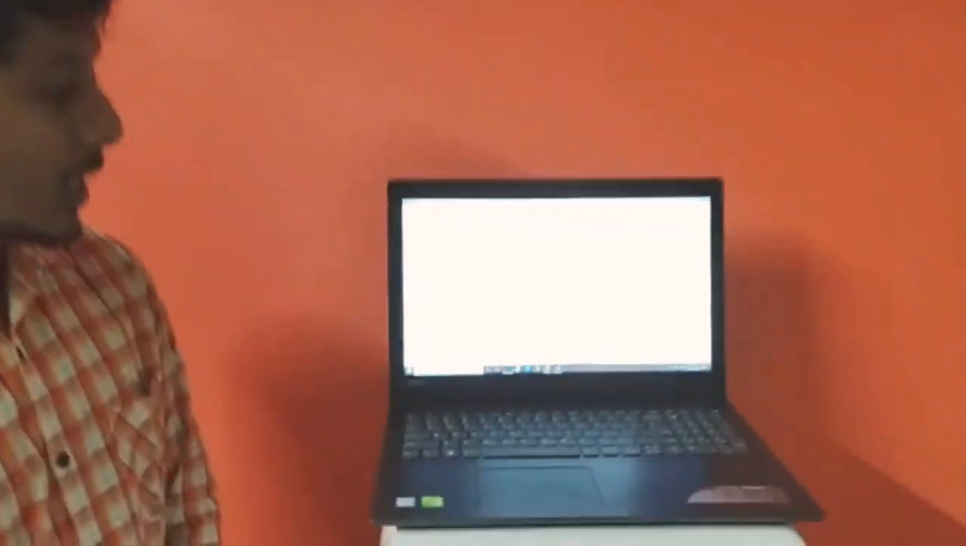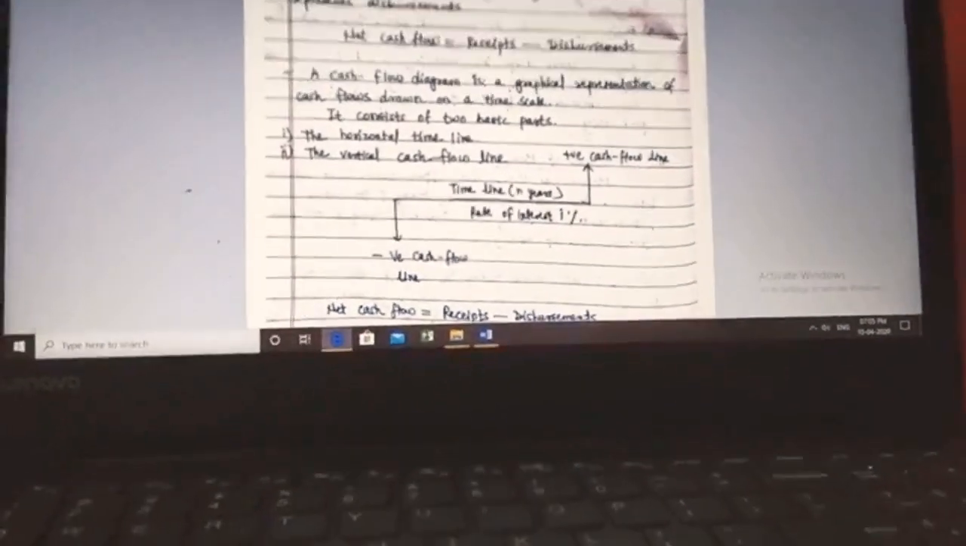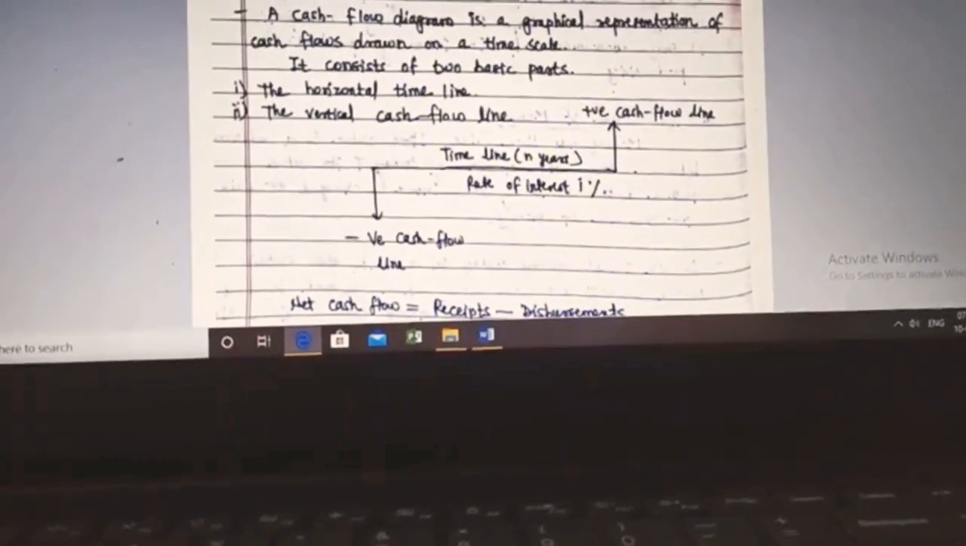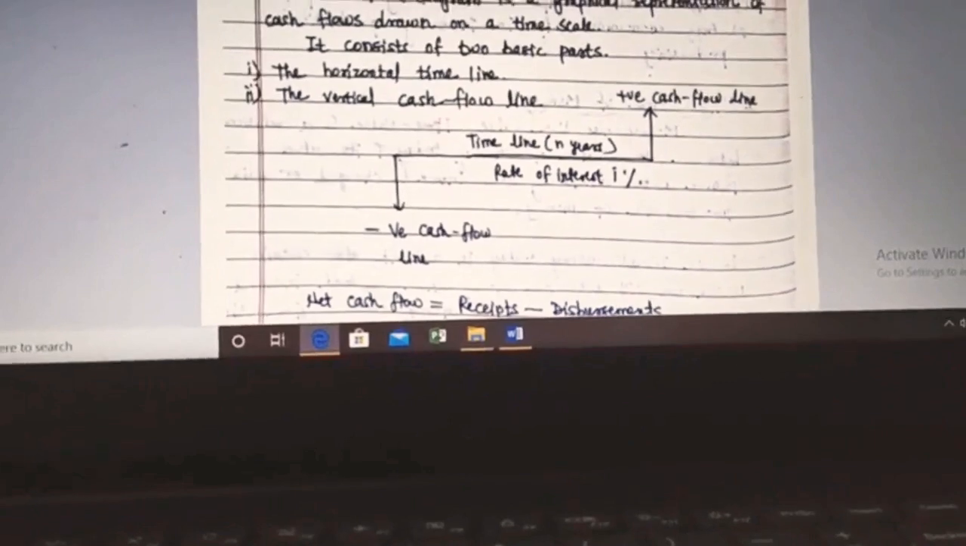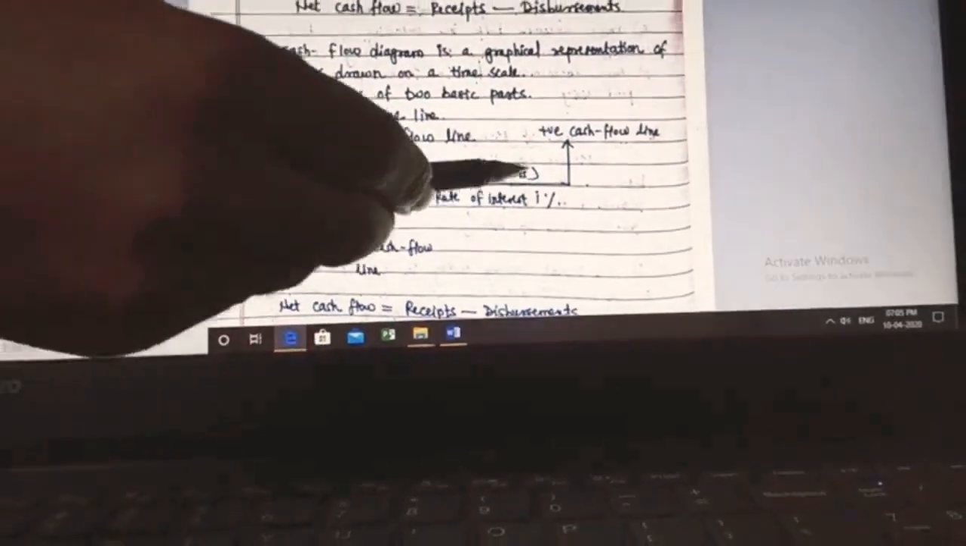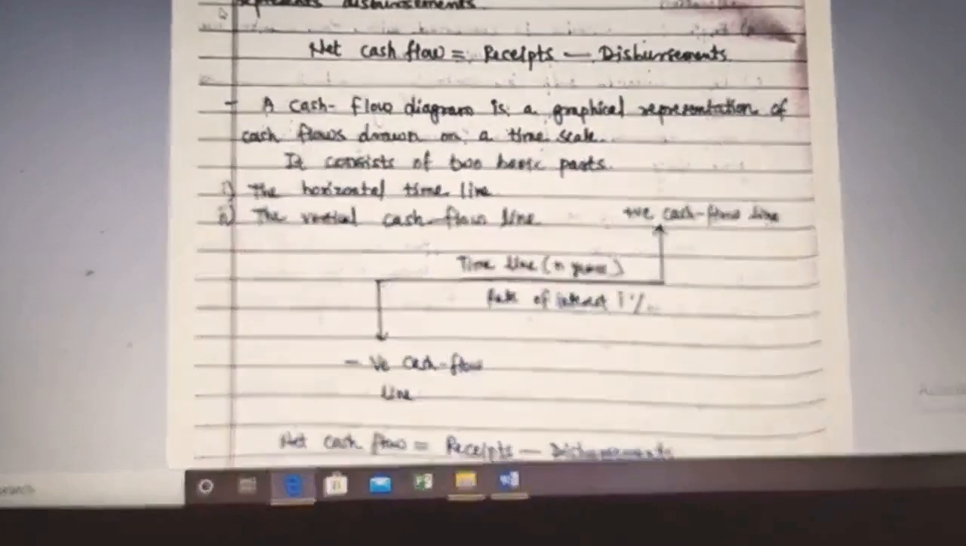Correct? So now let us look at how exactly my cash flow diagram looks, a graphical representation. If you look at this diagram, I have drawn two different types of lines. One is a horizontal line and one more is a vertical line. Now the horizontal line I have drawn is represented with two parameters.